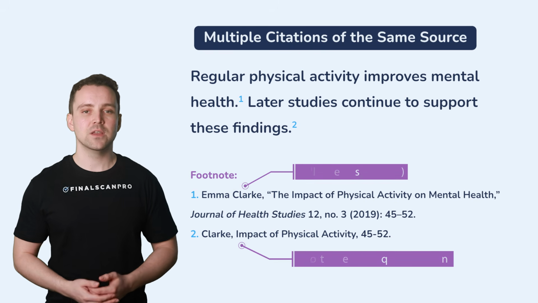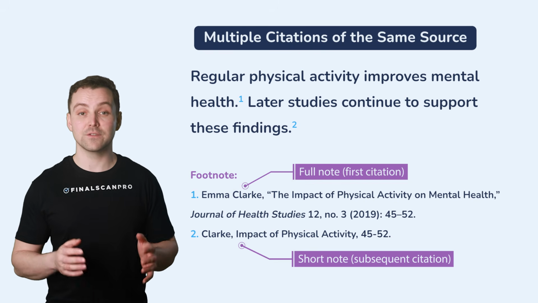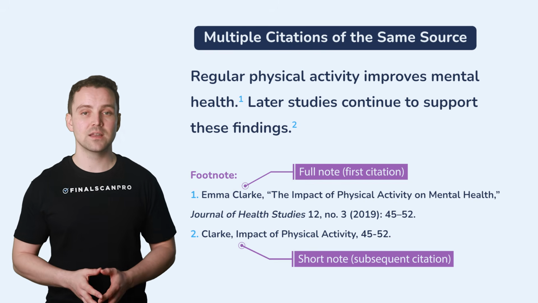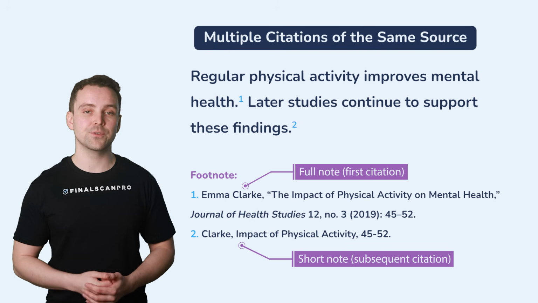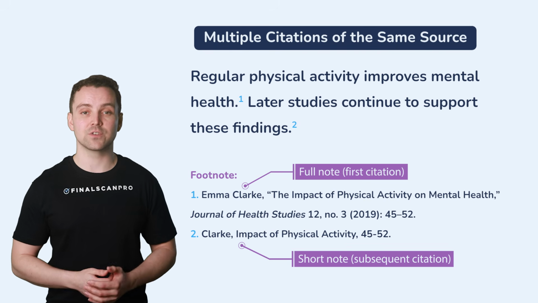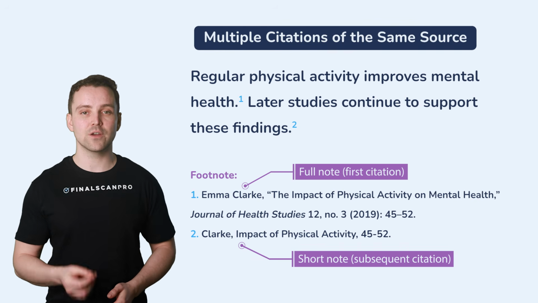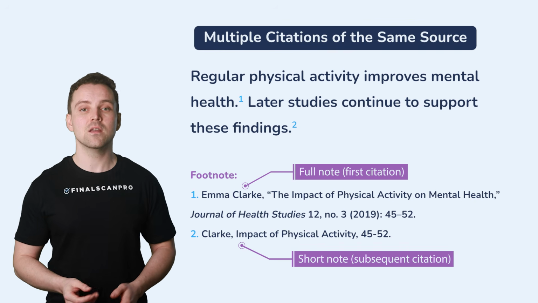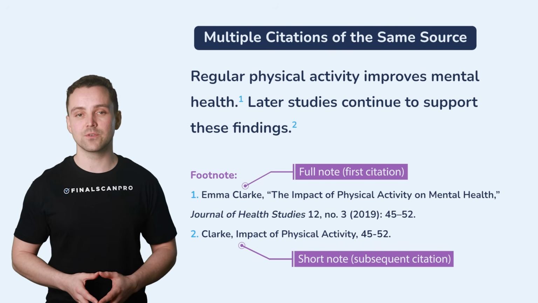In the footnotes, you give the full reference details the first time the source appears. This is called a full note. If you cite the same source again later, you don't need to repeat everything. A shortened version of the reference is enough. This is called a short note.